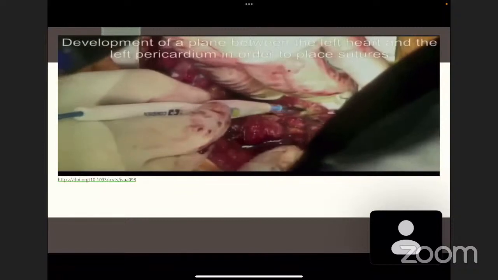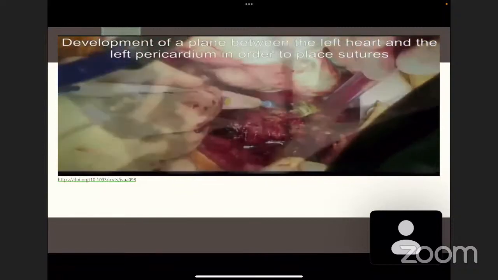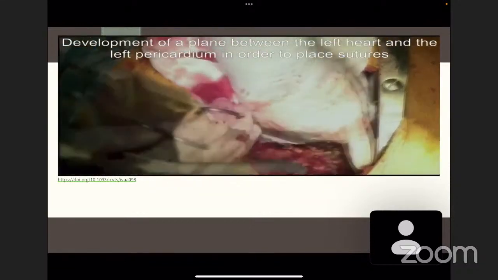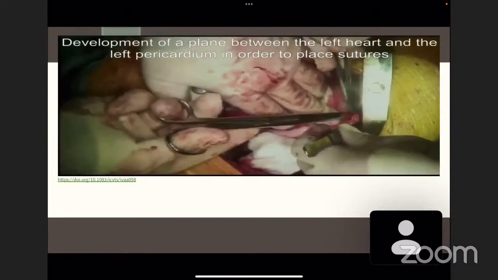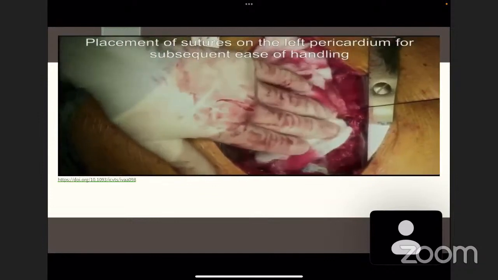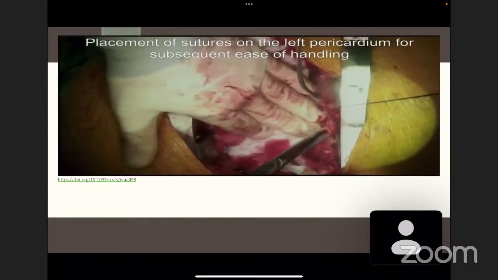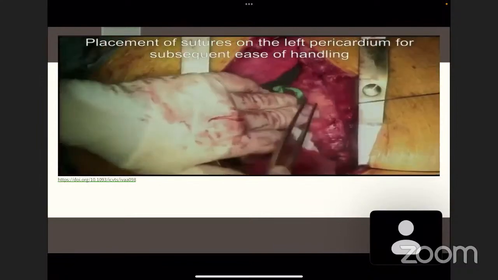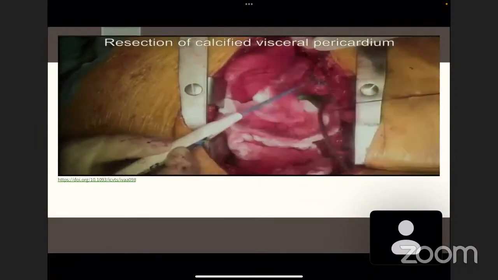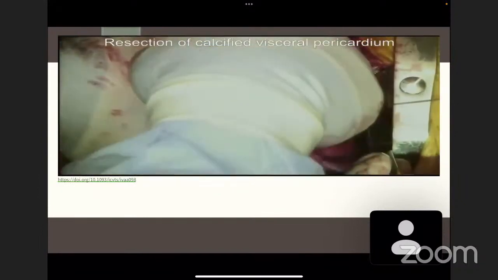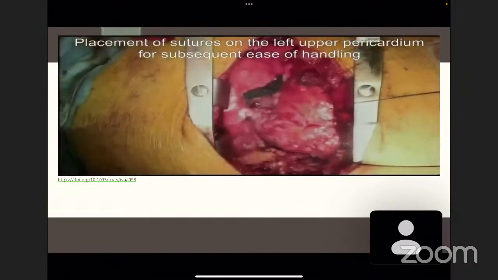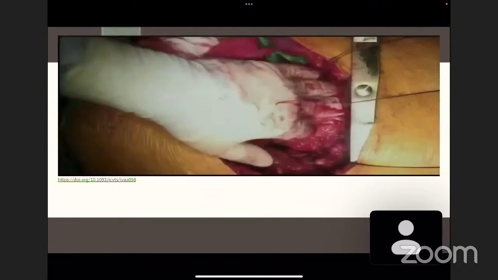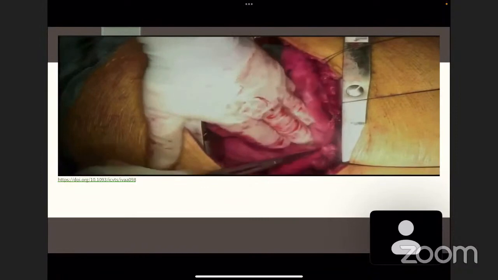Shortly, he'll move on to the left side, in the same manner with protection of the LAD. And then the heart is being pushed away from the diaphragm, you'll see shortly, and freed inferiorly.